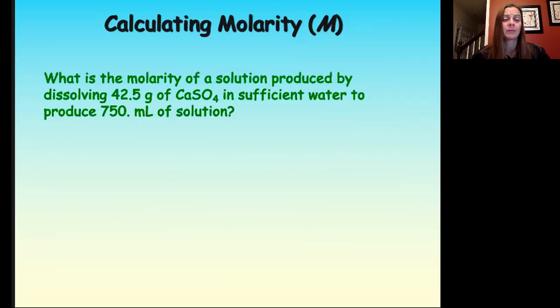So let's look at an example problem. Our question asks us, what is the molarity of a solution produced by dissolving 42.5 grams of calcium sulfate in sufficient water to produce 750 milliliters of solution? You'll notice that we have 3 significant figures here and 3 significant figures here. The first thing we're going to have to do is convert this 42.5 grams of calcium sulfate into moles of calcium sulfate. We will also need to convert these milliliters into liters.